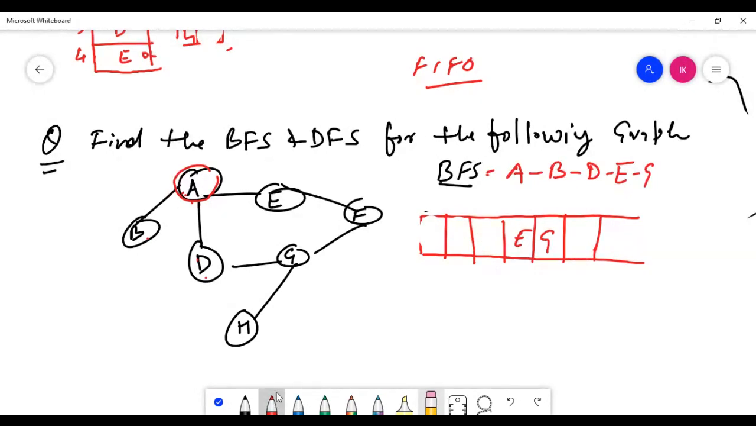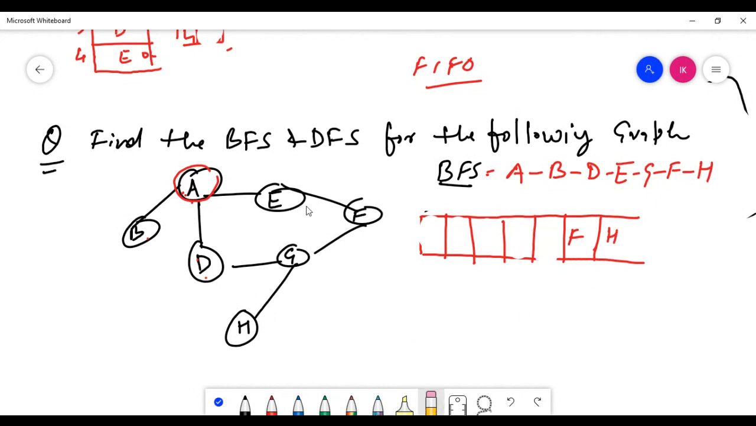After D is E. E adjacent is F and A. A is already finished. You can see remaining is F, so write F here. Okay? Remove E now. Now come to G. G adjacent is D, F, and H. D is finished, F is finished, remaining is H. Write H here also. Again, G is finished, so remove G.